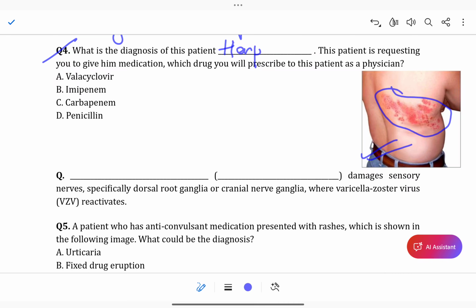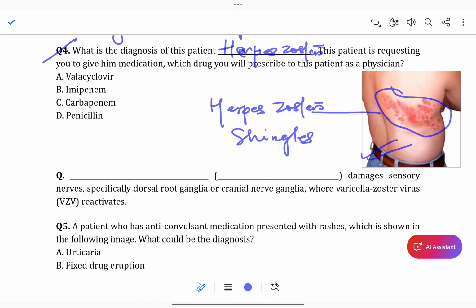Herpes zoster. Another name is shingles. Okay, so you can say shingles or herpes zoster, whatever you want to say.